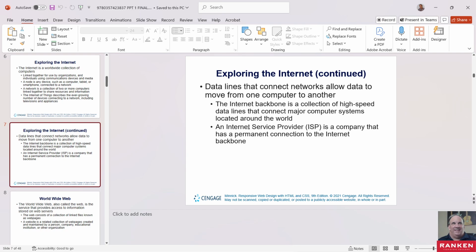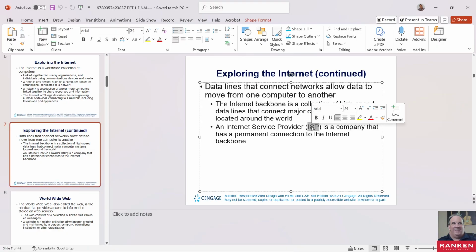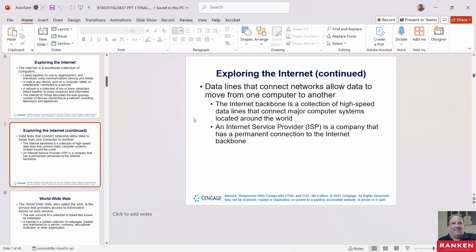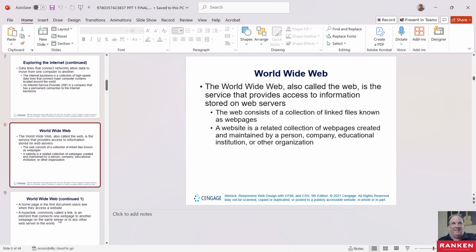An internet service provider, ISP, is a company that has a permanent connection to the internet backbone. Okay, so ISPs, say Charter Communications. There's all kinds of different fiber companies nowadays. AT&T. There's all kinds of other small companies that have popped up. So a lot of them are internet service providers.